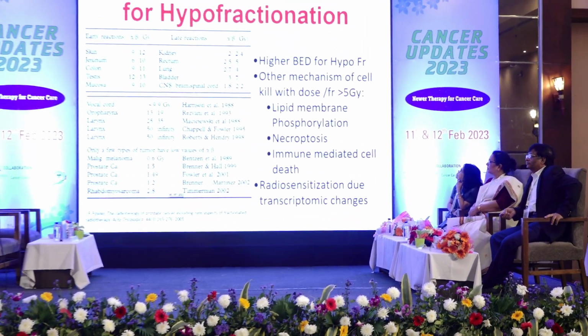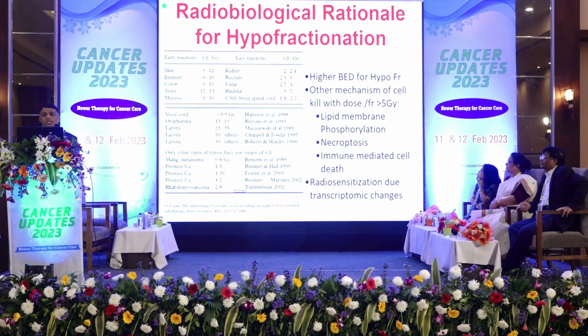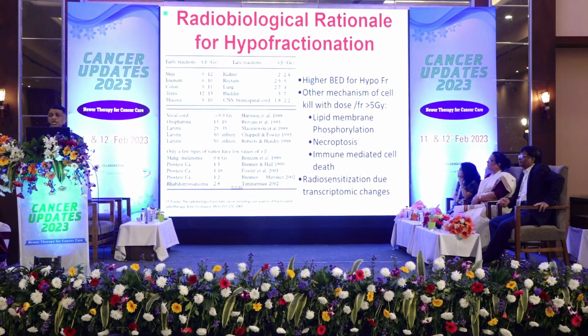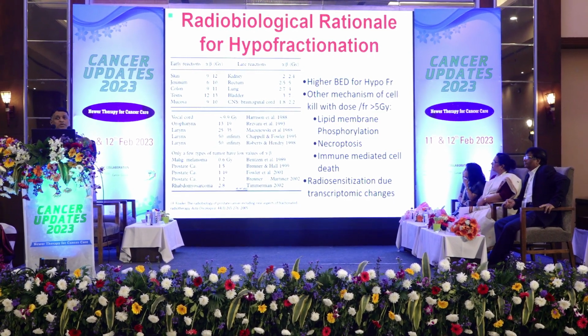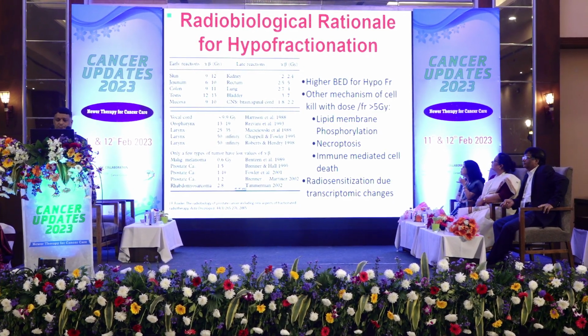Radiobiologically also it suits very well because you know that prostate has a very low alpha by beta ratio of 1.2 to 1.5. That means it responds better to a higher dose per fraction. And also the mechanism of cell kill with a higher dose per fraction is a little different compared to the conventional mechanisms, more of damage by lipid membrane phosphorylation, necrosis, immune-mediated cell kill, and so on.